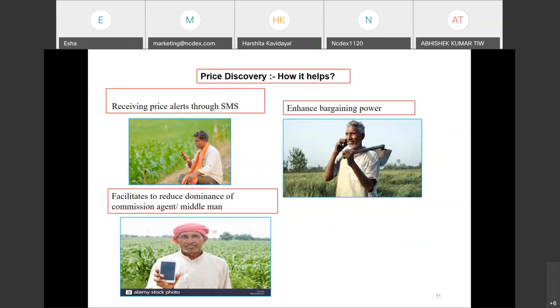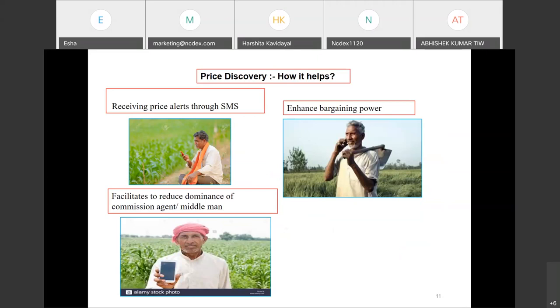So the farmer gets the idea, and now it will enhance his bargaining power. It empowers him to negotiate better deals with the middleman. It reduces the dominance of the commission agent or middleman. This helps to reduce the dominance of the commission agent and middleman, and the farmer saves himself from being cheated or cornered by the middleman. This is the main function of price discovery.